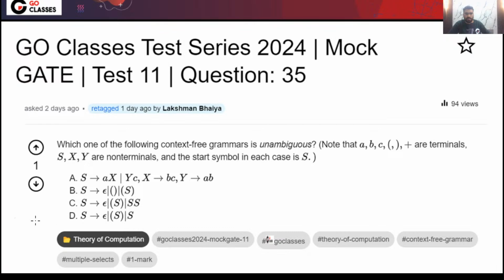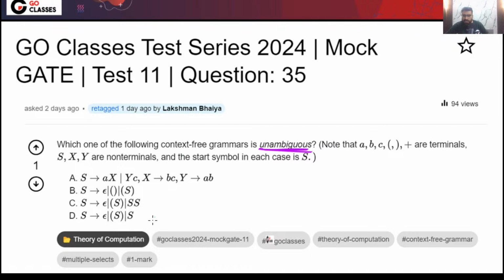Let's solve this question from theory of computation. Some grammars are given to you and the question is asking which of these grammars is unambiguous. Which of the following context free grammars is unambiguous? Okay, so these grammars are given to you. Now let's see which of them is unambiguous.